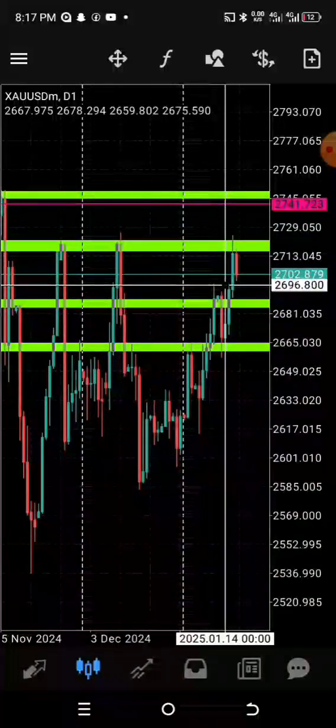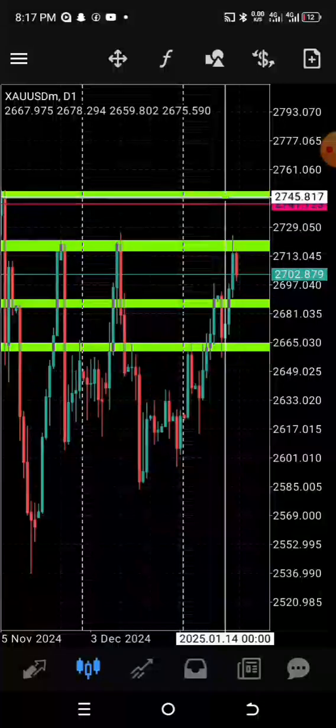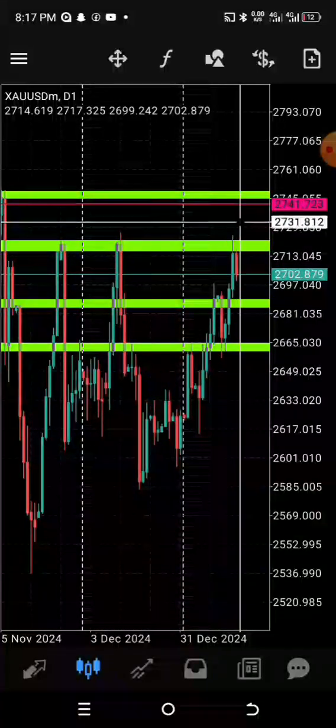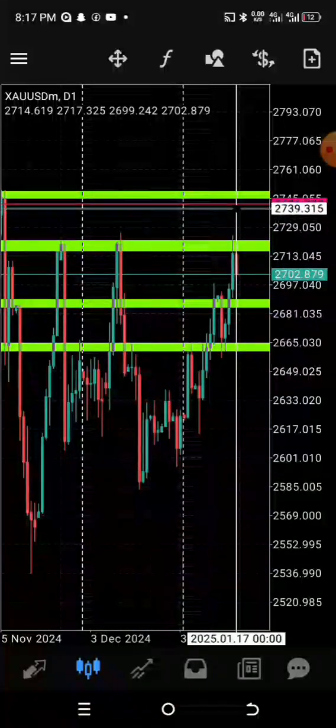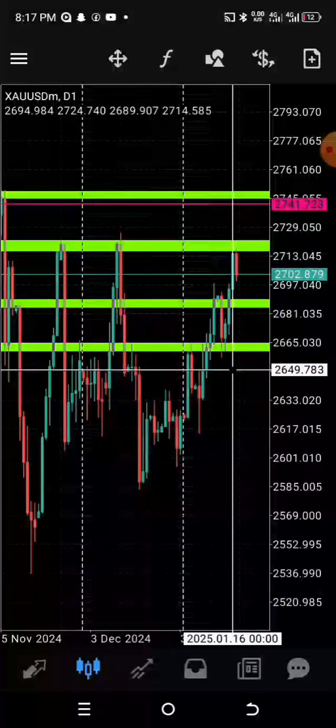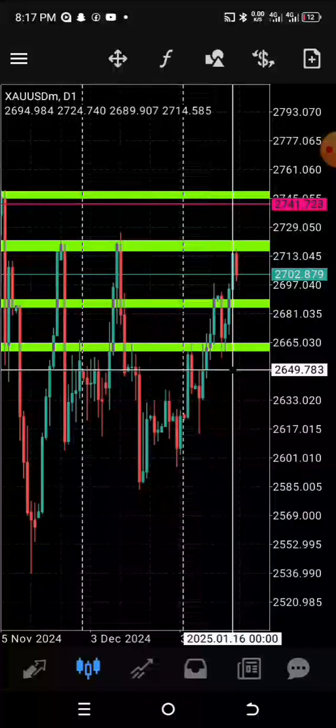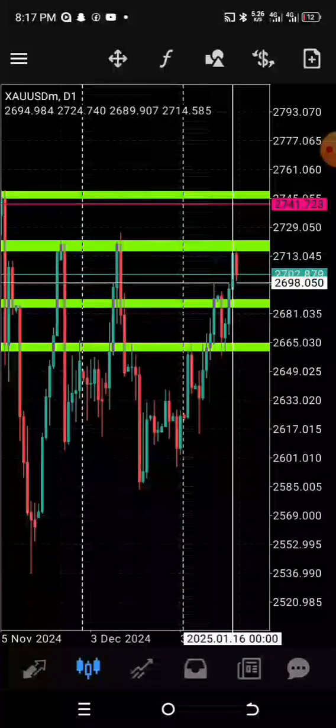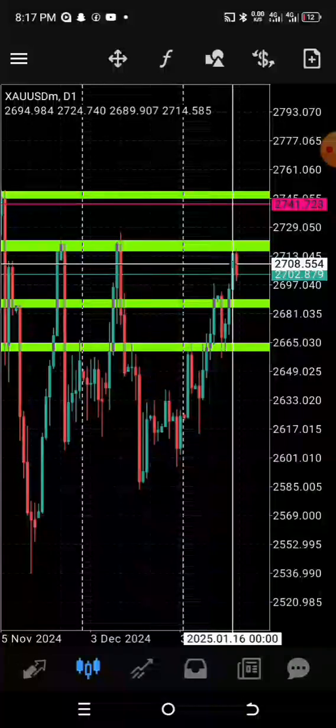This pink, like I said previously, is the monthly support and resistance zone on the monthly time frame. It keeps me aware if price has passed that monthly support zone. If it passes it, I'll know that they will retest it before going. So it keeps me aware, so I don't trade blindly. When it's above, that's practically what I do.